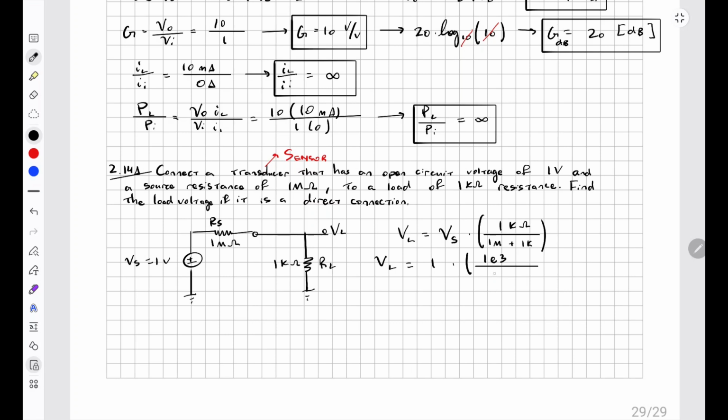So it's 1 million and 1000. Here is the million, and then here is the 1000. But I don't want to use a calculator, so it's roughly equal to 1000 divided by 1 million. The 3 zeros go away and the denominator is just left with 1 over 1000. So then we just say the load voltage is approximately equal to 1 millivolt.